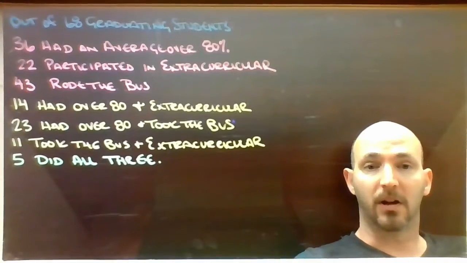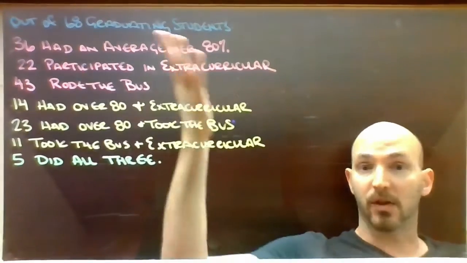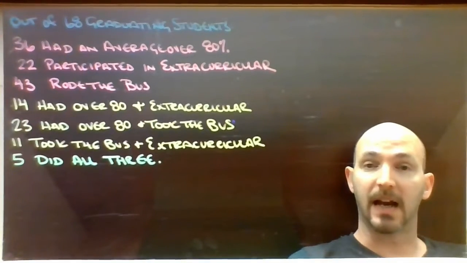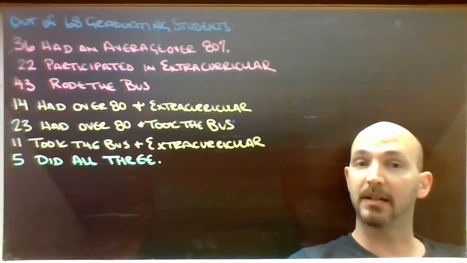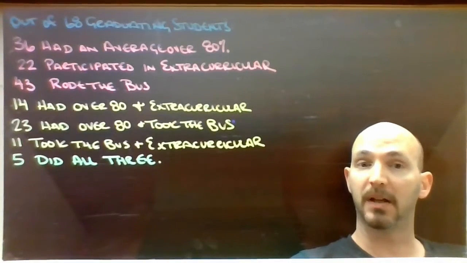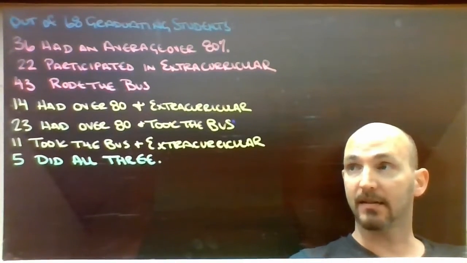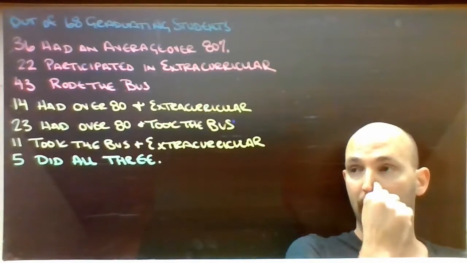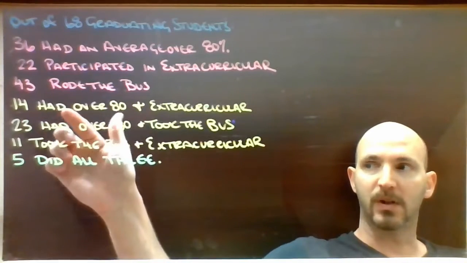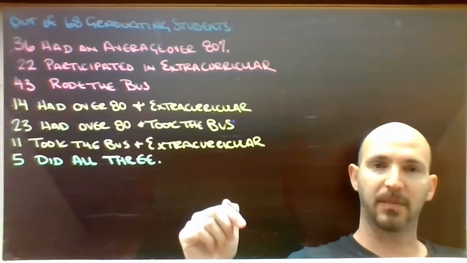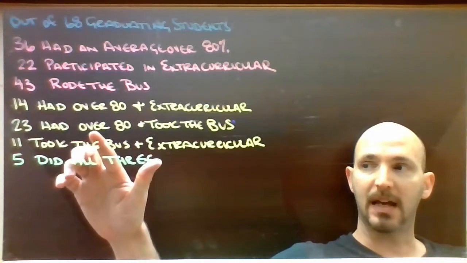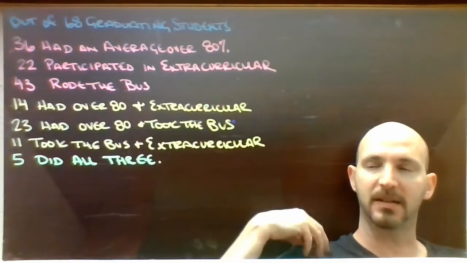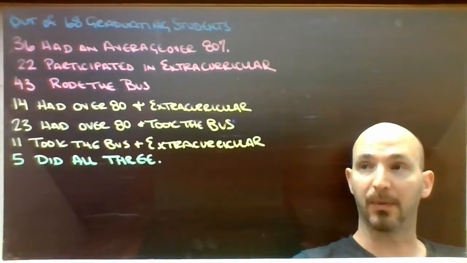All right, so to bring all of this together, I have a little survey here done on 68 graduating students. They were asked if they had an average over 80%, if they participated in extracurricular activities, or if they rode the bus to school. So 36 said they had an average over 80, 22 in extracurricular, 43 in total rode the bus. Of those, 14 had over 80 and participated in extracurricular, 23 had over 80 and took the bus, and 11 took the bus and did an extracurricular activity, and 5 people claimed to do all 3.